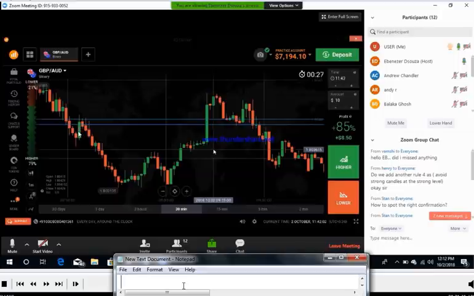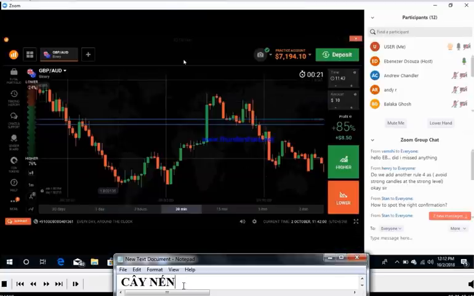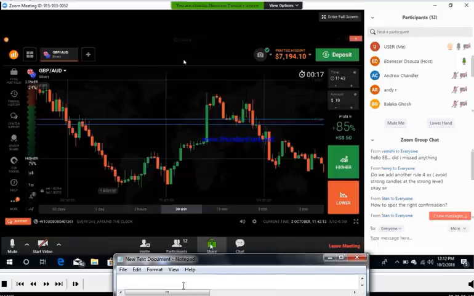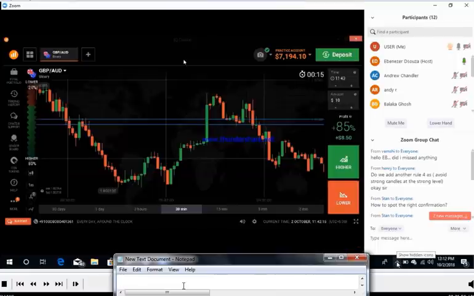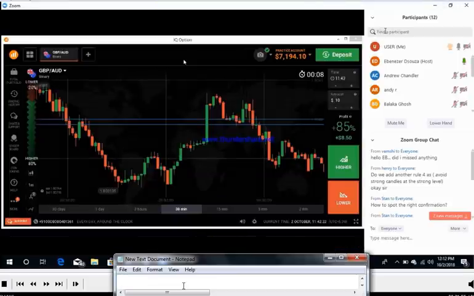Bro, can you see the green candle here? What is your question? Draw here. You have the annotation option in the options. You can click on draw, select the first option, and you can draw.